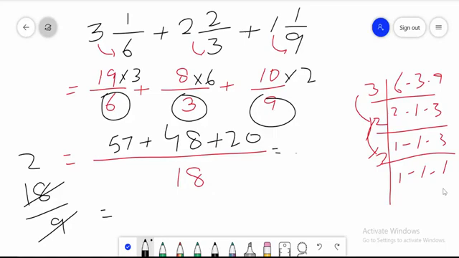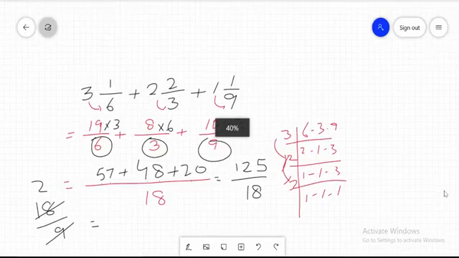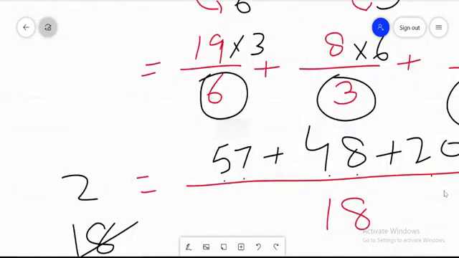Now simplify it further. 18. Add these: 57, 8 and 20. 7 plus 8 is 15, 1 carry, 5 plus 4 is 9, plus 2 is 11, and 1 is 12. 125 over 18.